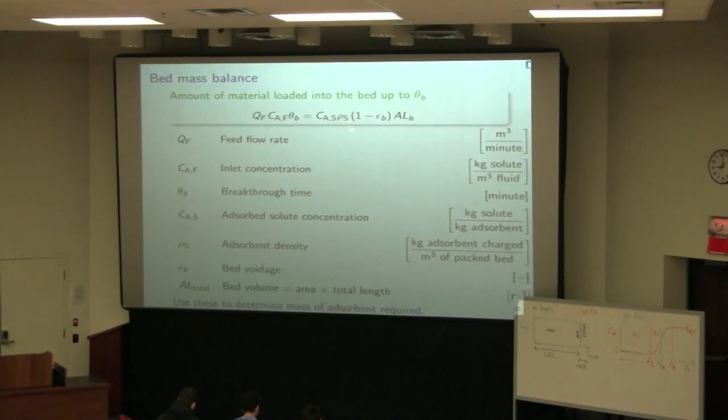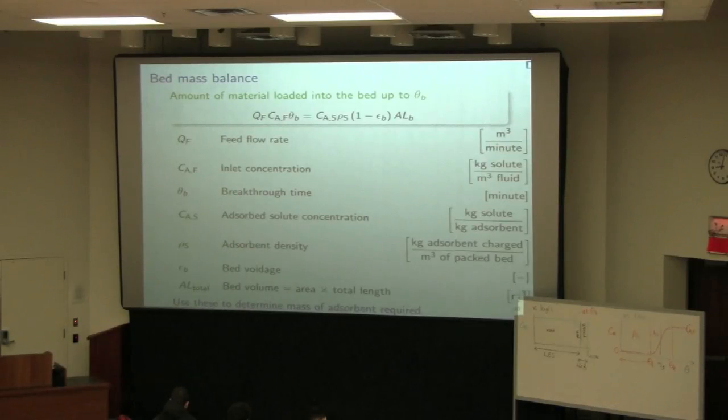So that term there is the total volume of adsorbent. Rho S is then kilograms of adsorbent per meter cubed. And then CAS is the concentration of the solute on the adsorbent, which I cannot measure. Okay, so the only unknown I have in that equation is CAS. I can measure QF, CAF, my known feed. Theta B is the time I stop my bed, and then the rest of it is bed geometry and adsorbent physical properties. But CAS I cannot measure.